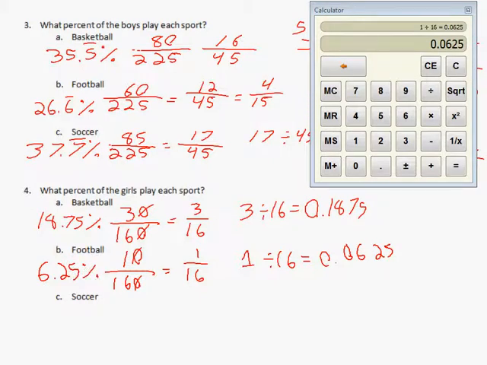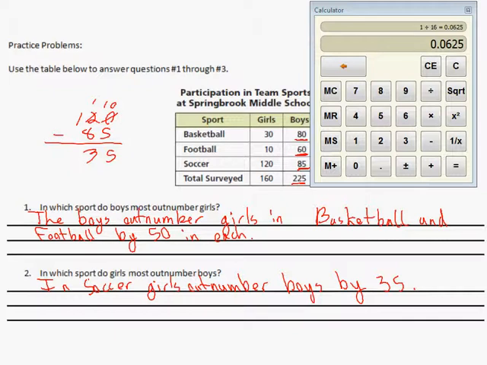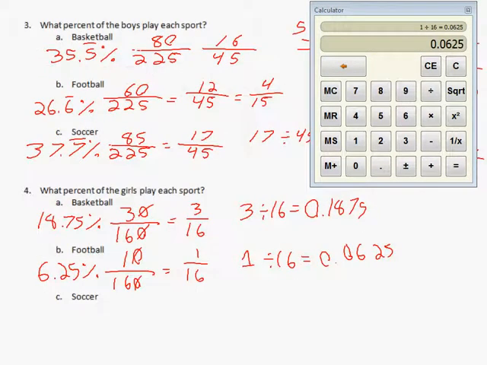And last but not least, soccer. Definitely not least. They have 120 out of 160. So 120 over 160, get rid of the zeros. Now I have 12 over 16. I can divide by 4, so I get 3 over 4. 3 over 4 should be one that people have memorized. 3 over 4 is 75%. It is 3/4, so that's it for that.